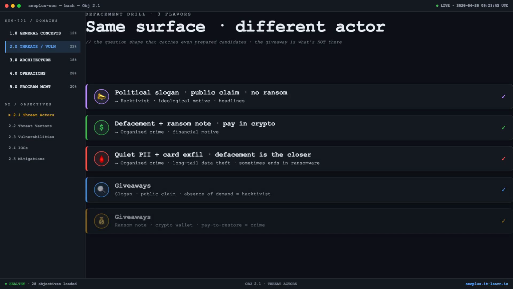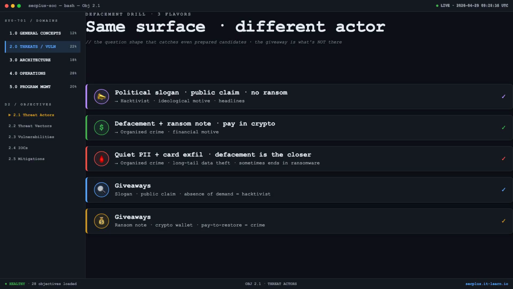of financial demand. Compare that to a similar attack where the homepage is replaced with a ransom note demanding cryptocurrency to restore service. Same surface, defacement, but the ransom flips the answer to organized crime. Same surface again, where the attack is part of a multi-month campaign with quiet exfiltration of customer PII and credit card data, and the defacement is just a noisy ending. That third version is organized crime running a long-tail data theft operation, sometimes with ransomware as the closing move.